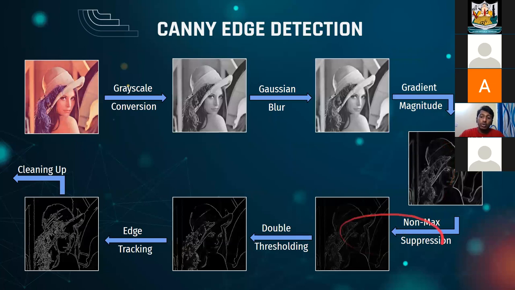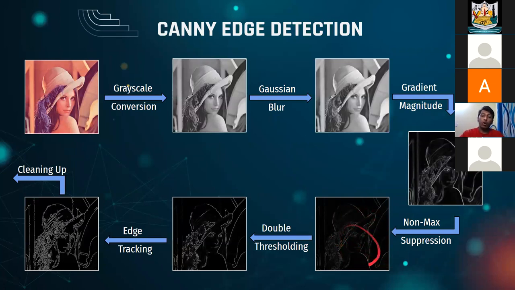Now it does non-max suppression. Non-max suppression is a technique where you get rid of redundant edges. Like you have a thick edge here, you also have a thin edge, but generally you prefer an edge to be thin, right? If thick and thin are at the same place, it will take out the thick one. So in this way, it will take out the thicker one, and you are left with only a thin-edged image.